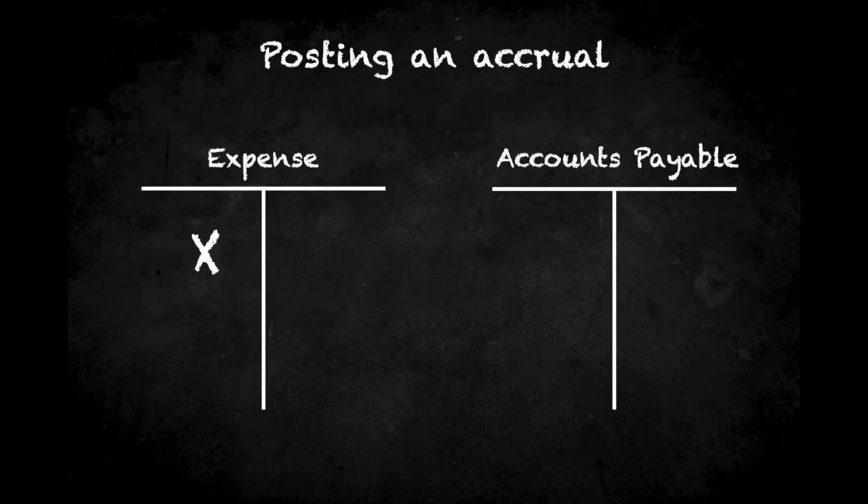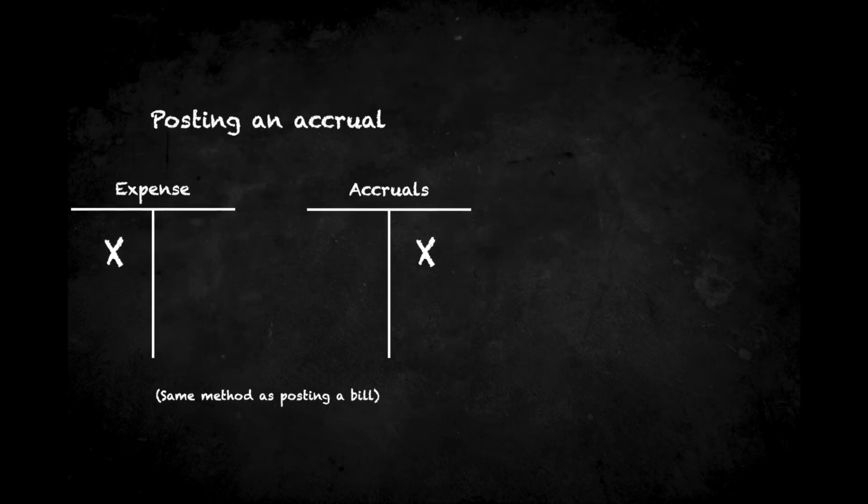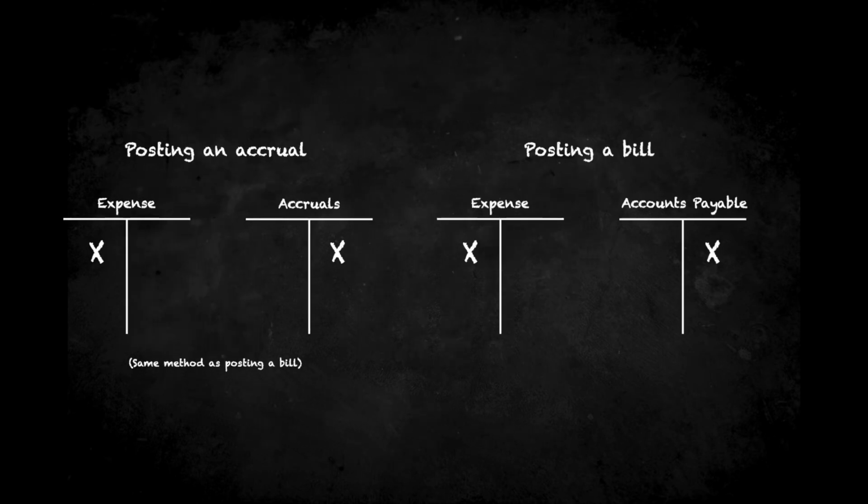In order to recognise the expense in the right period, we use the same method as posting a bill, except instead of crediting your accounts payable, we just credit accruals instead. Then when we finally receive the bill, we post it as normal. The catch here is that as soon as you post the bill, you must reverse your accrual posting on the same day as the bill entry, so you don't double count the cost.